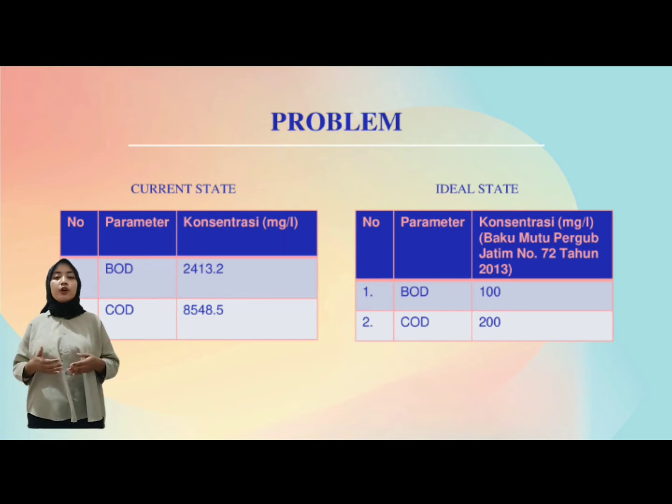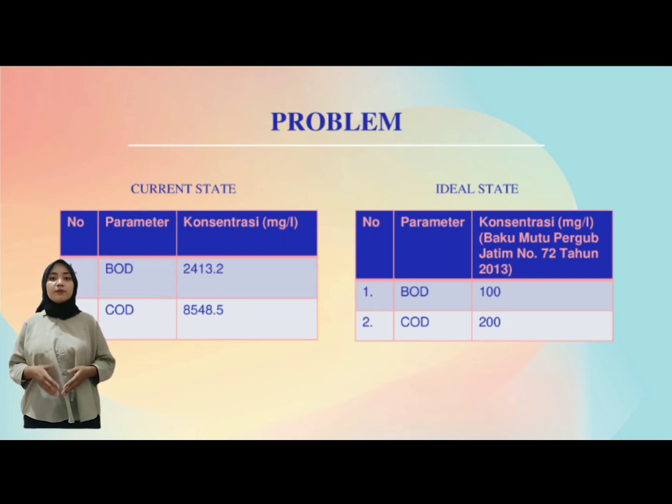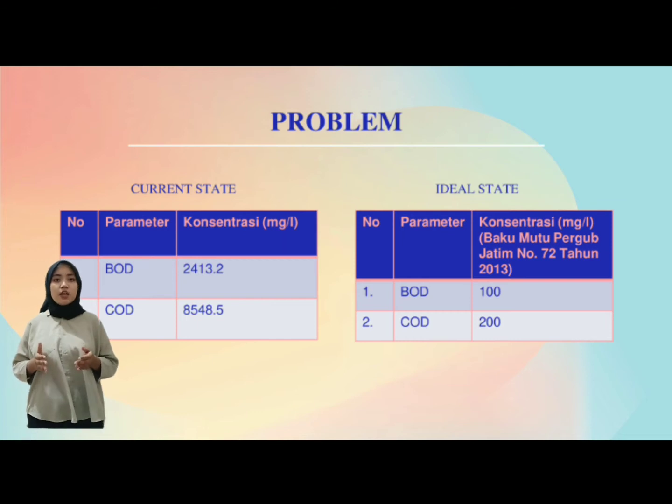And then the problem in the research is the BOD and COD value of the liquid waste produced from the abattoir have exceeded the quality standard of 2,413.2 mg per liter and 8,548.5 mg per liter. This can have an impact on polluting the environment if there is no treatment before being discharged into water body.